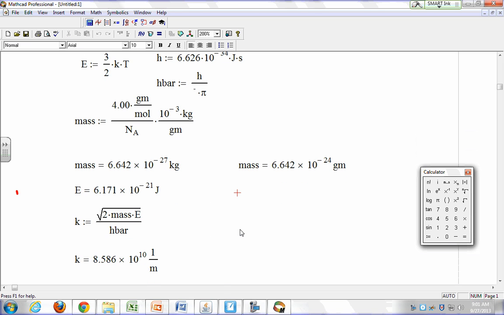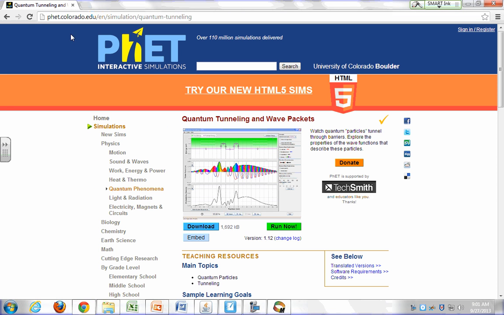All right. So there's a website at colorado.edu, PhET Interactive Simulations. Okay, you've seen this website before, right? When we did the photoelectric effect. And if you click on physics and quantum phenomena, you get to this quantum tunneling and wave packets. Okay, so this really explores the one particle problem with all sorts of different possibilities.